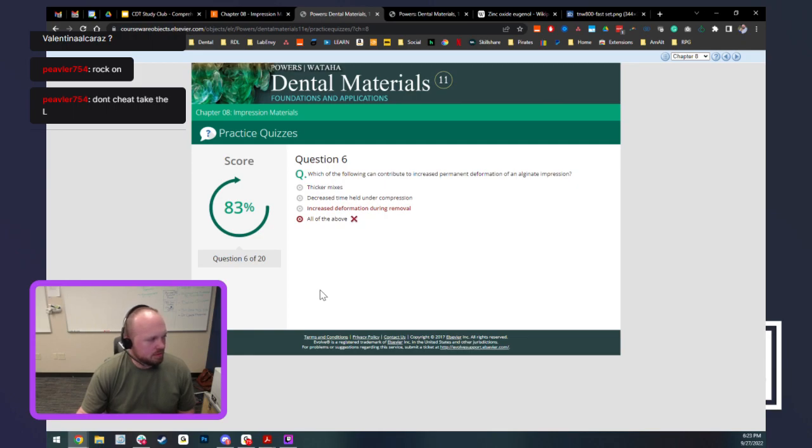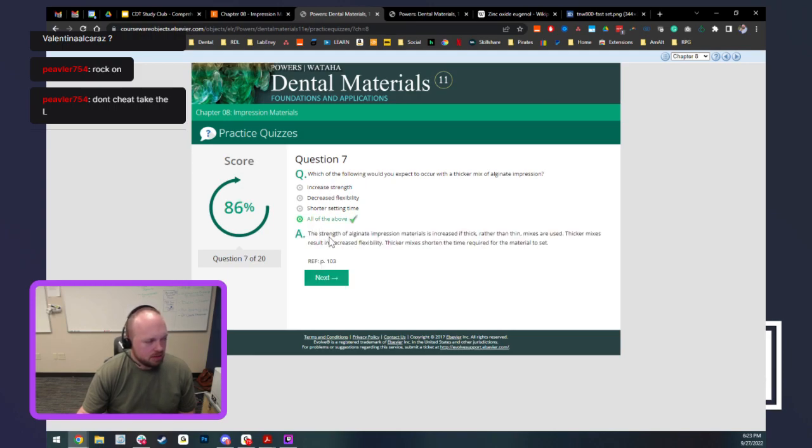Question number 7. Which of the following would you expect to occur with a thicker mix of alginate impression? I would assume it would make it stronger, which would make it less flexible, which would make it set time faster because there's less water to powder ratio. So we're going to go with all of the above.